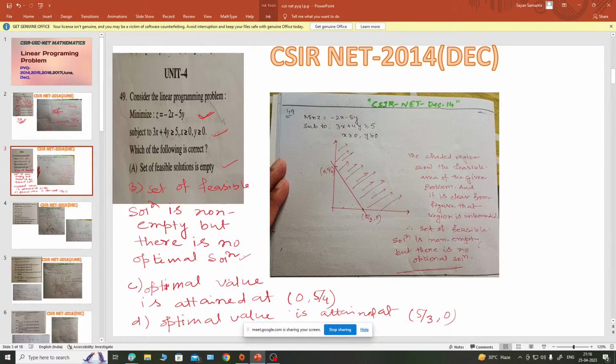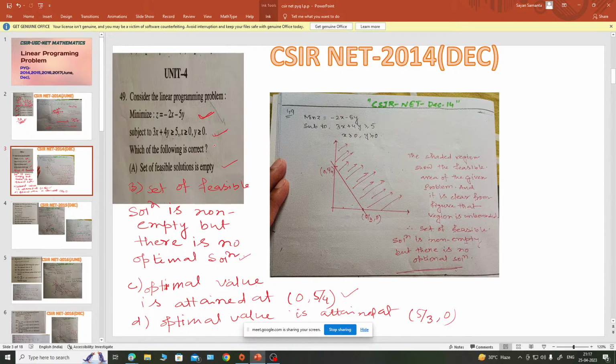The first option says that the set of feasible solutions is empty. Empty means a null set, that is, no solution exists. The second option says that the set of feasible solutions is non-empty, but there is no optimal solution. That means only a feasible solution exists, not an optimal solution. The third option says that the optimal value is attained at (0, 5/4), and option D says that the optimal value is attained at (5/3, 0).